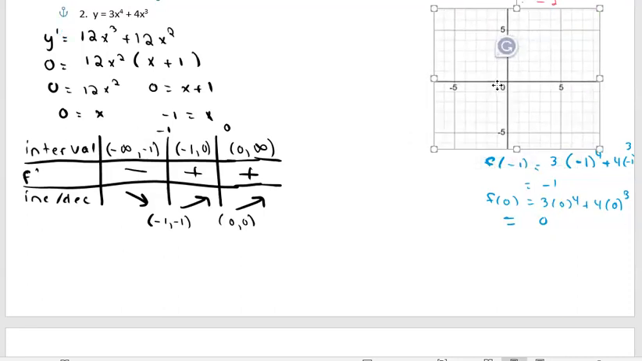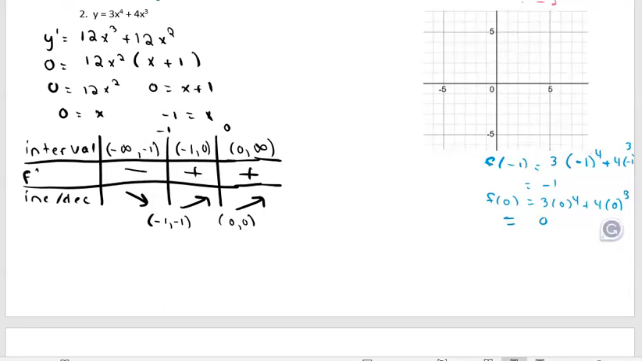There we go. Is that a little better? Now you can see it. Okay, so -1, -1. Where were we? Right here. And 0, 0, right there.